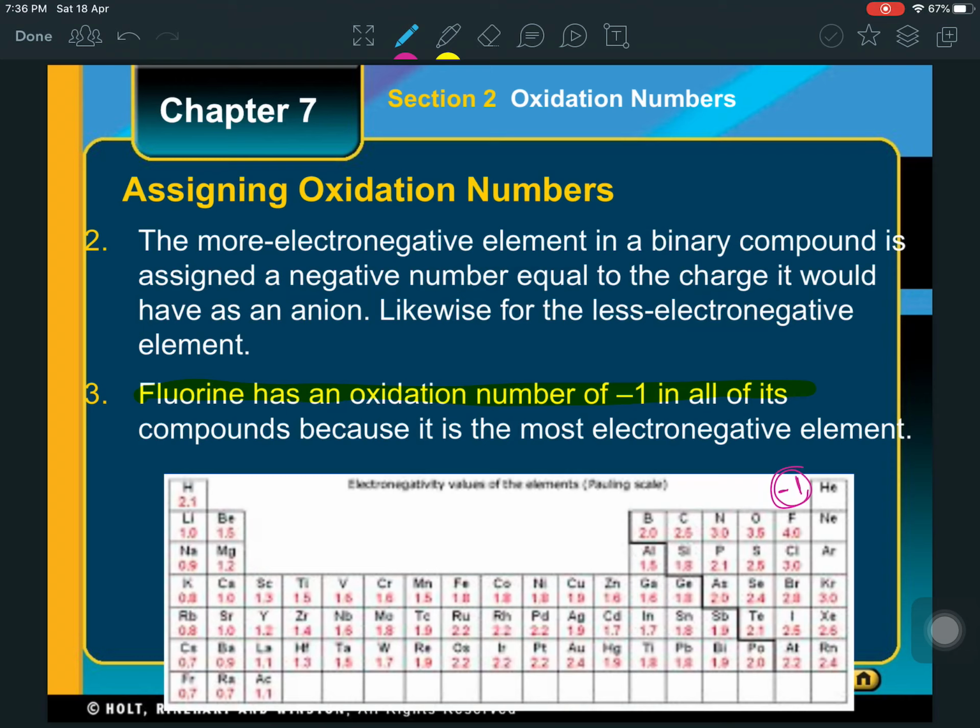And because it is the one with the highest electronegativity, it is always, always, always going to be -1. There's never going to be a situation where it's bound to an atom and that atom steals electrons from fluorine. Fluorine is always going to be more powerful, and it's always going to be the one that steals electrons from the other atom that it's bonded to. Okay?